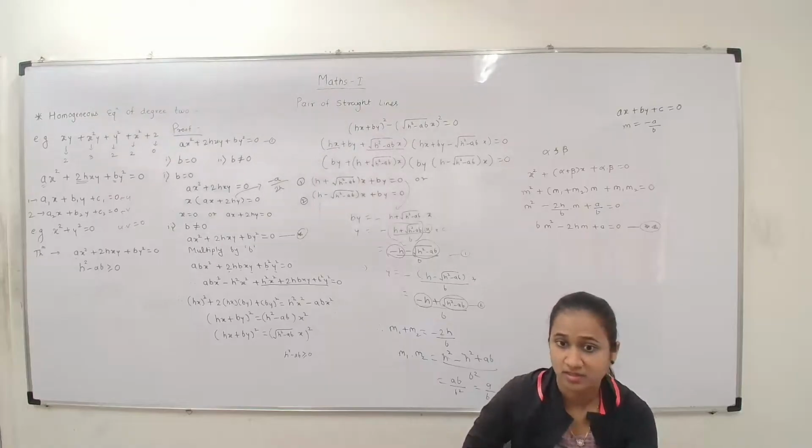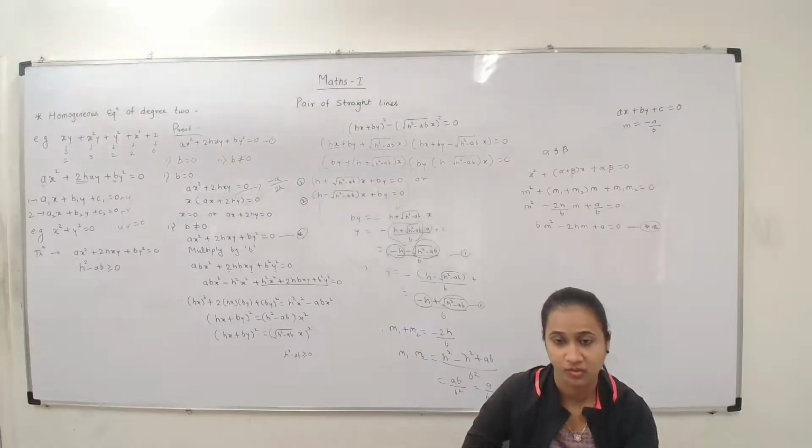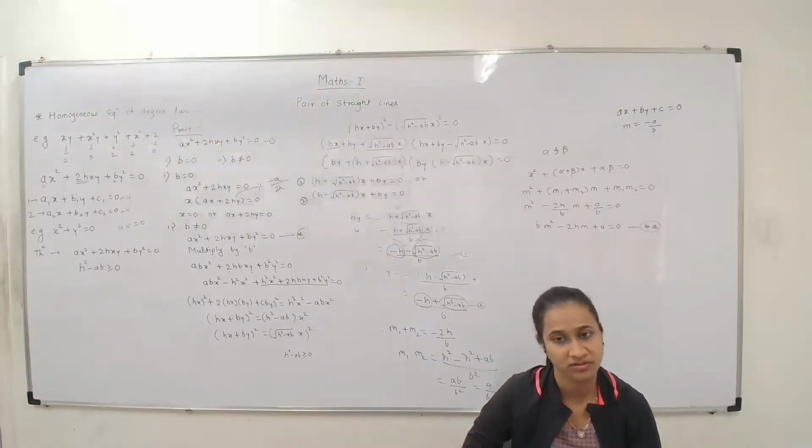Topic 1, this is about the line combined equation. Homogeneous equation of degree 2.